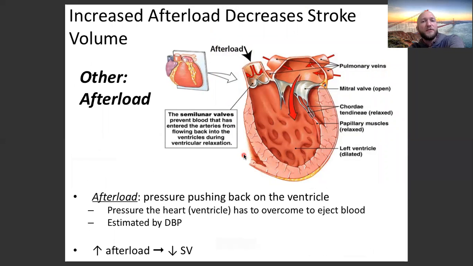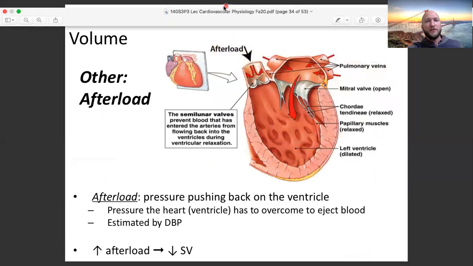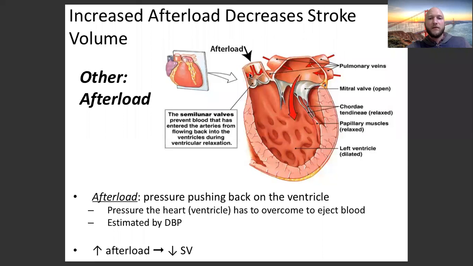Afterload. So afterload decreases stroke volume. Afterload is the pressure pushing back on the ventricle from the corresponding artery. It's the pressure that the ventricle or the heart has to overcome to eject blood. Now, afterload is estimated by diastolic blood pressure. So let me give you a hypothetical situation. Right here, we have the aorta pushing back on the left ventricle. It's pushing with 80 pressure.